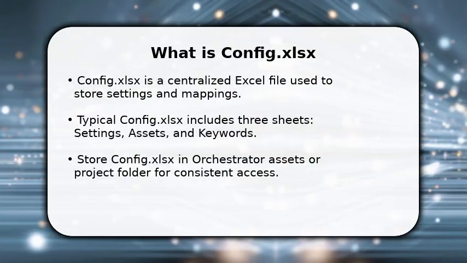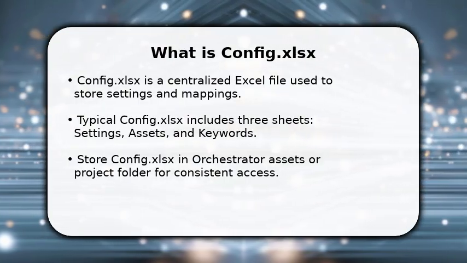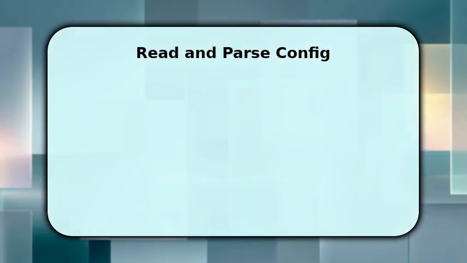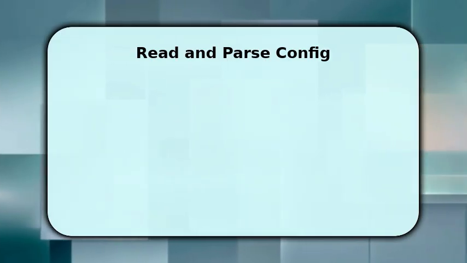Open config.xlsx with Excel application scope and use read range to load sheets into data tables. Loop through the data table rows and add entries to a dictionary of string keyed by the config key column.